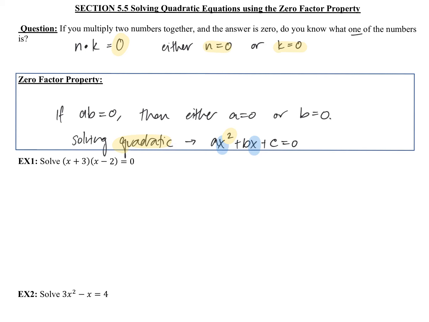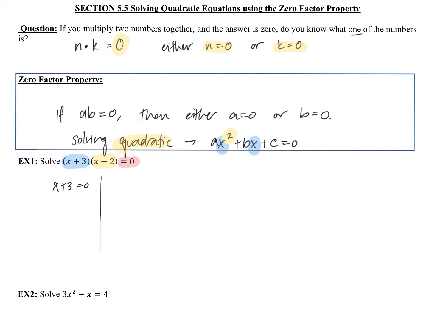Now, if we happen to have our quadratic factored, we can use this property. Let's take a look at example 1. Solve x plus 3 times x minus 2 equals 0. So I know by the zero factor property that either x plus 3 equals 0 or x minus 2 equals 0. So let's go ahead and set them equal to 0.